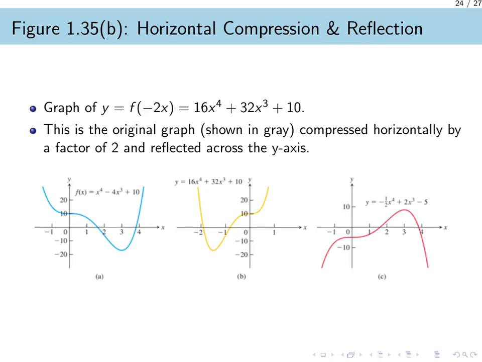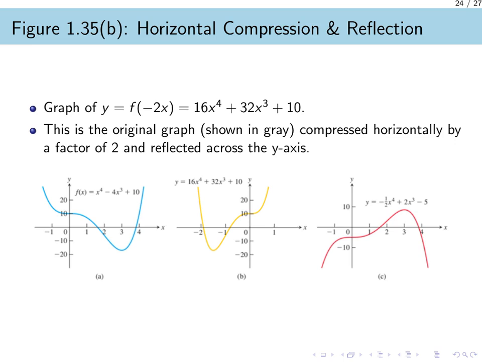Now let us see how to combine two transformations that affect the input of our function: a horizontal compression and a reflection across the y-axis. To perform both of these actions, we must modify the input variable x before it is used in the function. First, to compress the graph horizontally by a factor of 2, we replace x with 2x. To then reflect it across the y-axis, we also multiply the input by negative 1. Combining these, we substitute the quantity negative 2x for every x in the original formula.